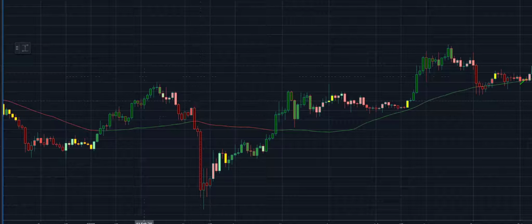So this is currently in the 2-day chart, but this works really on any time frame. But I would suggest probably using it over 1 hour would be best, but it can work on all time frames.